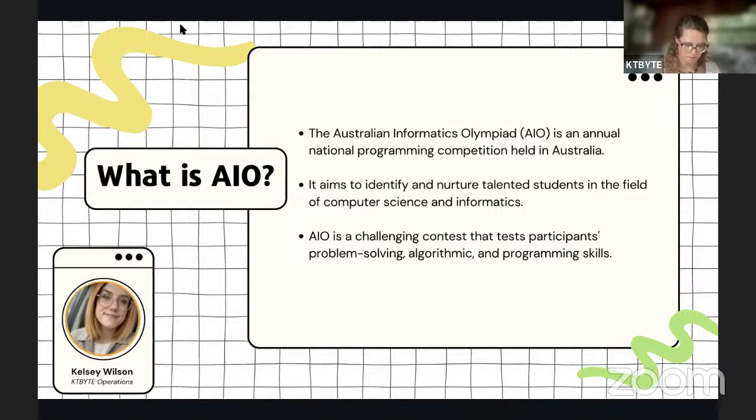Good. Okay. So moving on, does anybody have any questions about what AIO is, just in general? I think we all have an understanding of what a computer science competition would look like. And this doesn't really stray from that norm.